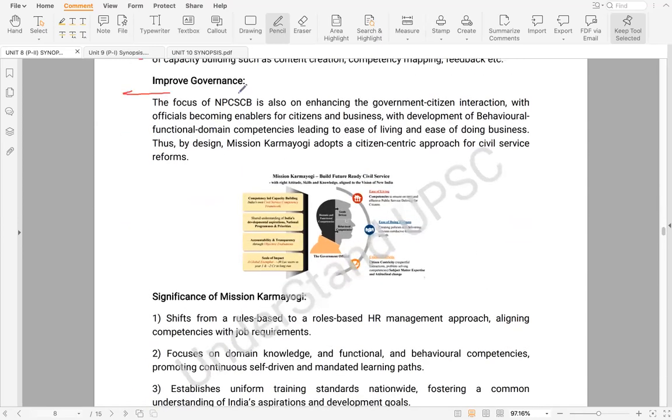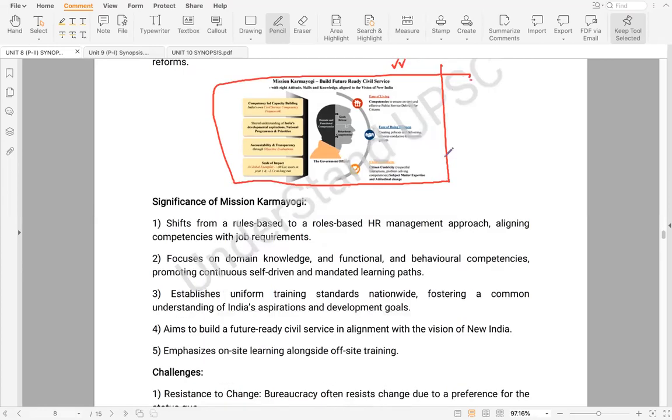Improving the governance: the focus of the national program for civil services capacity building is also on enhancing government-citizen interaction, with officials becoming enablers for citizens and businesses, with the development of behavioral, functional, and domain competencies, leading to ease of living and ease of doing business. Thus, by design, Mission Karmayogi adopts a citizen-centric approach for civil services reforms. You can have a look at further components of Mission Karmayogi.